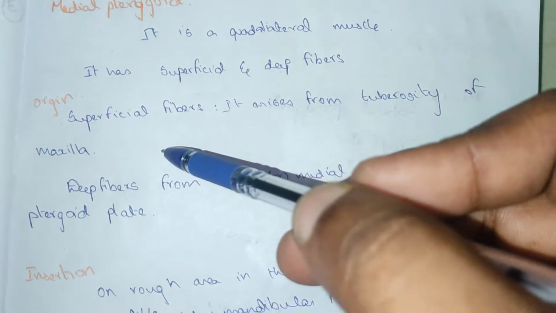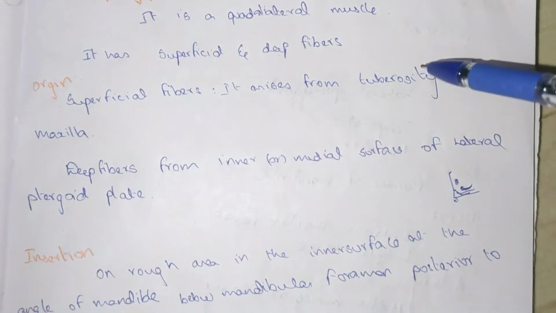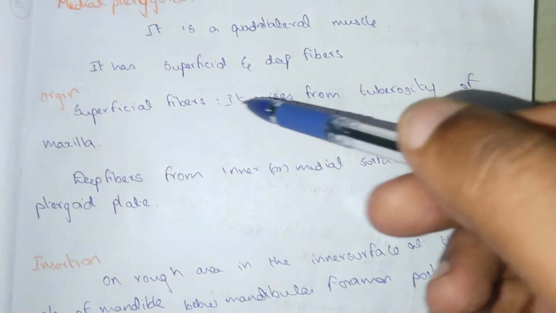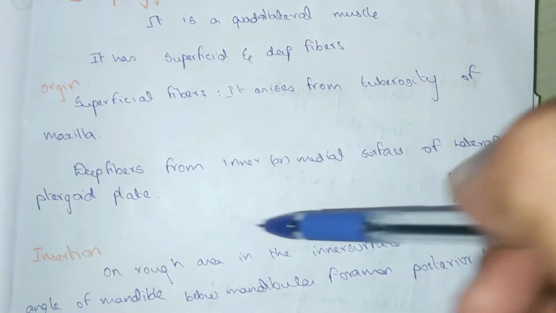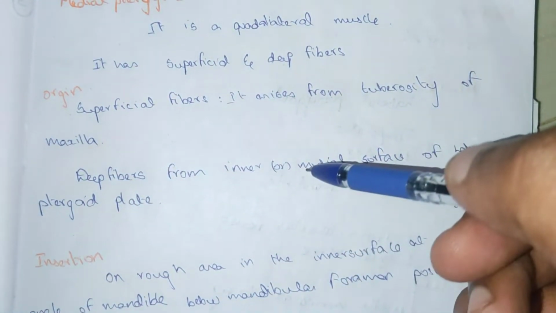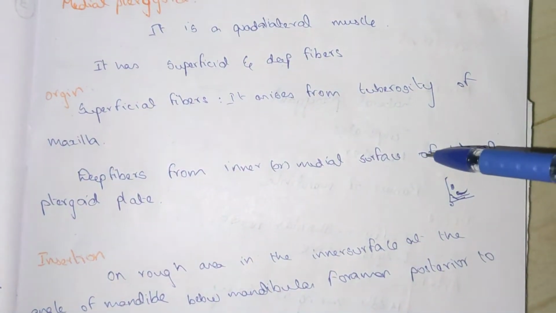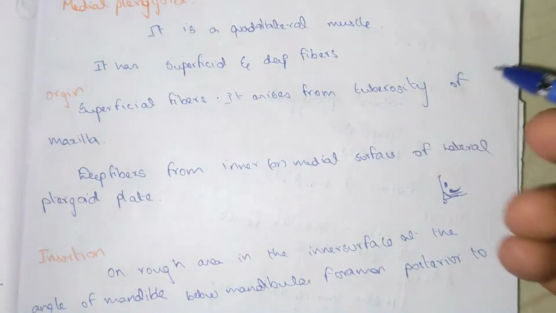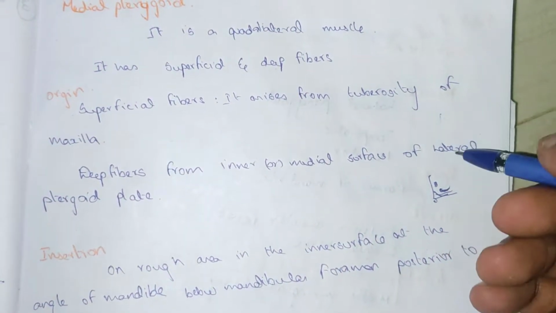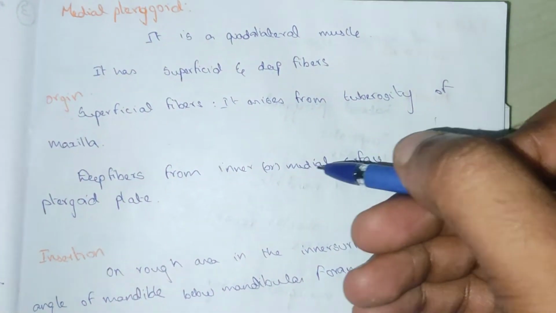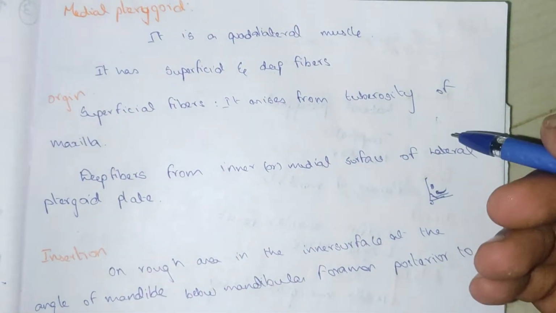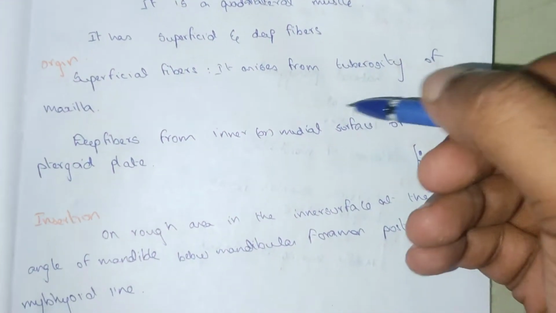The origin: the superficial fibers arise from the tuberosity of the maxilla, the maxillary tuberosity, and the deep fibers from the inner and medial surface of the lateral pterygoid plate. There are two pterygoid plates, lateral as well as medial, and the deep fibers arise from the inner, medial surface of the lateral pterygoid plate.